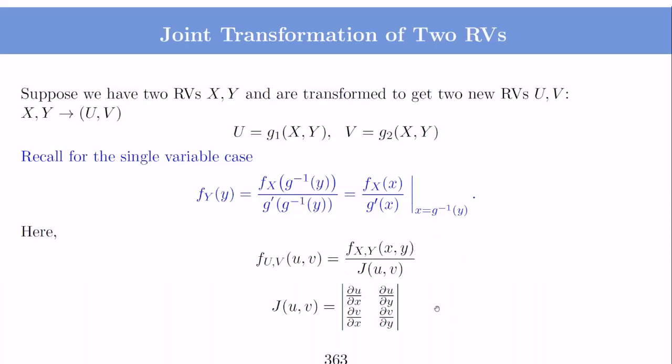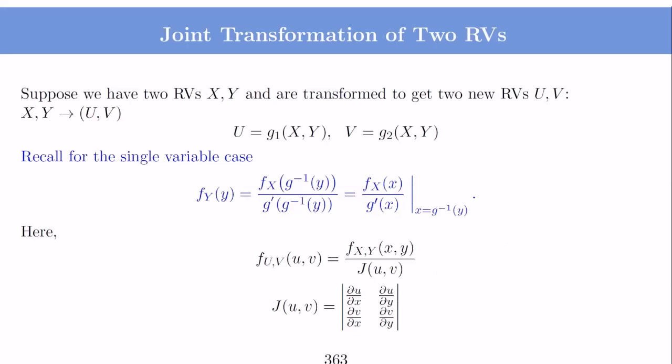Roots means we basically calculate the value of x and y as a function of u and v. Right, in the single variable case, it's for x equal to g inverse y. Here it will be x and y evaluated at this joint transformation inverse. We will see an example to see how this is exactly computed.